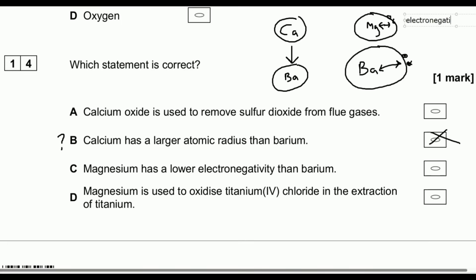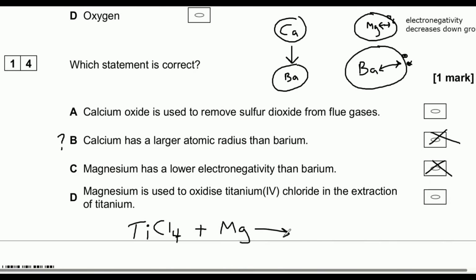Electronegativity is the ability of the atom to withdraw or draw electrons toward them in a covalent bond. And barium does not have that ability to draw electrons towards it. So it's more electropositive. Neither of them are electronegative, but magnesium's definitely not as electronegative as barium.